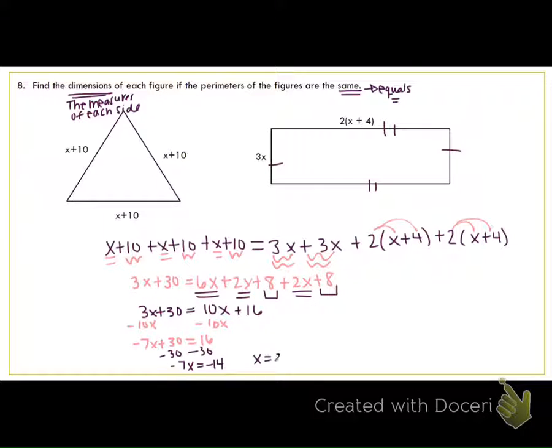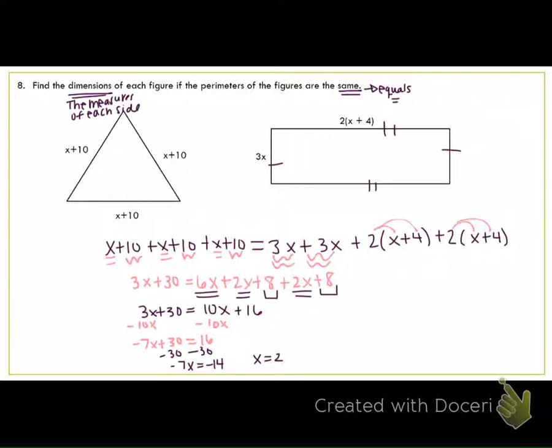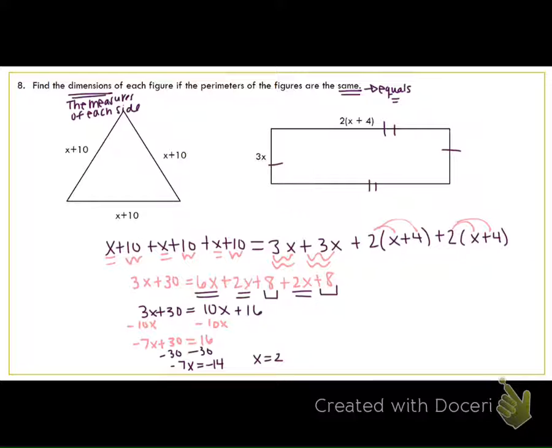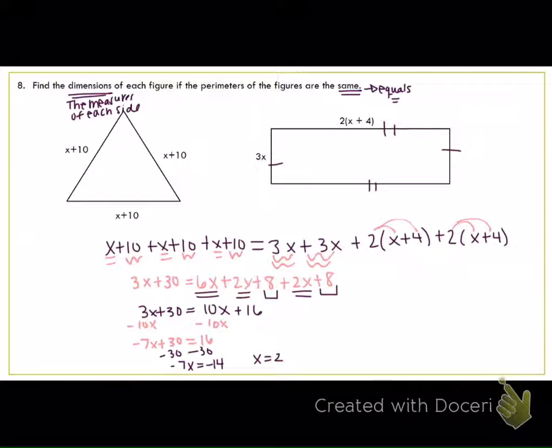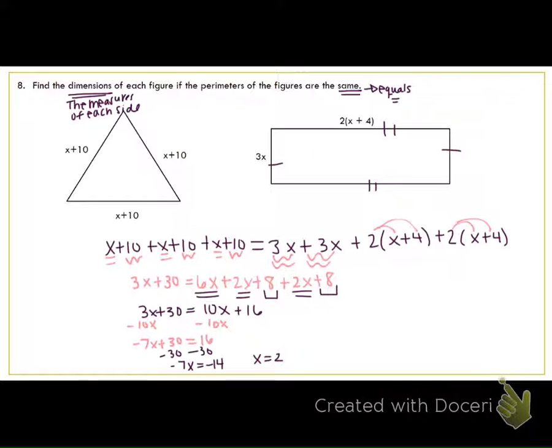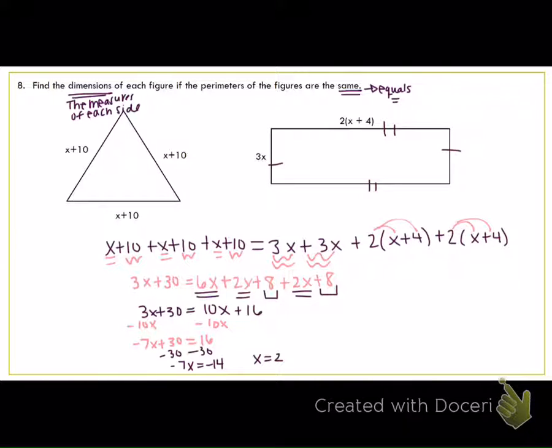So x equals 2. But it doesn't ask you just to find the variable, it asks you to find the measures of all the sides. So once you get that, Evan, once you're ready, tell me what I still need to do. What do you still need to do? If you know x is 2 and it wants you to find the measure of all the sides, what do you need to do? You need to put 2 where x is in the triangle and the rectangle, yep.